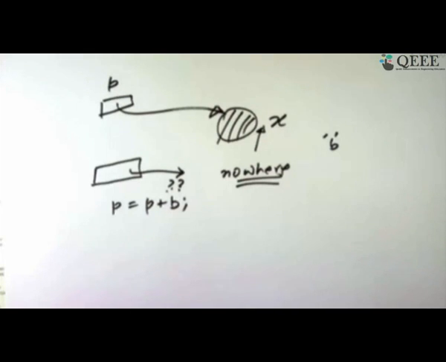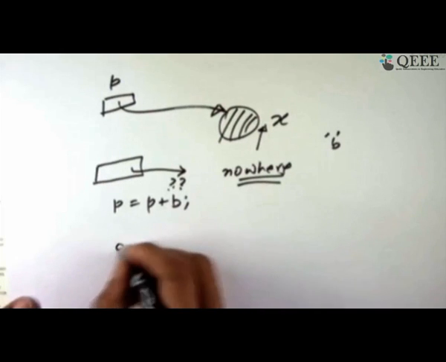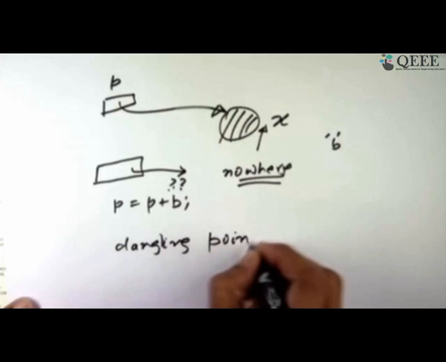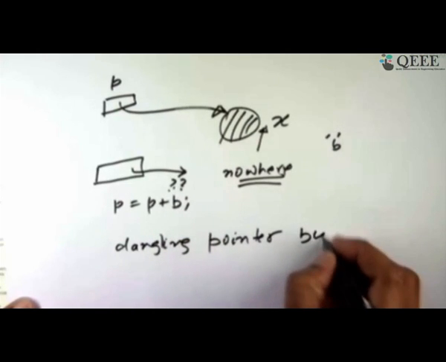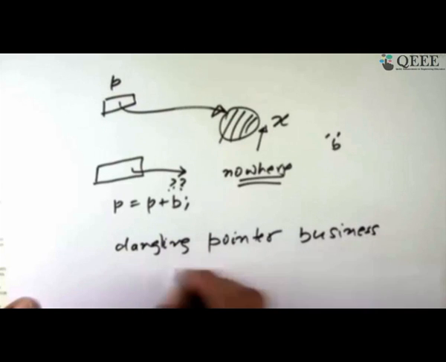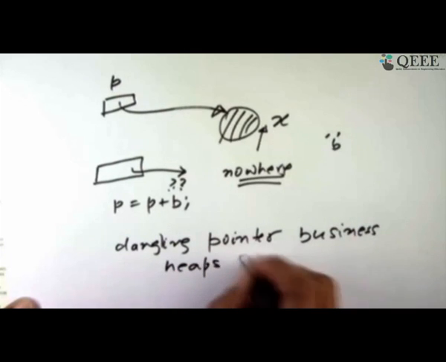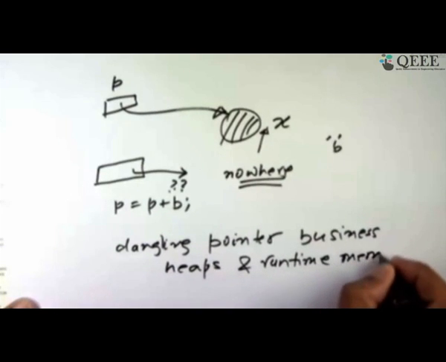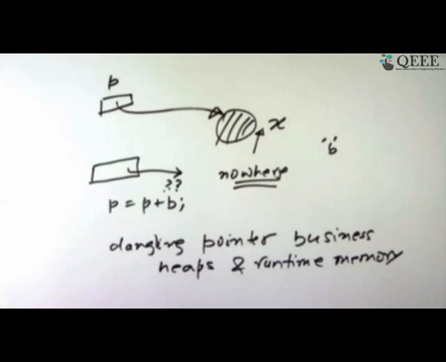Dangling pointers I'll come to later, so I will not confuse you. A dangling pointer could be a worse thing in some sense, which will come when I deal with linked lists. So let me defer this dangling pointer business. I have to do it when I do heaps and runtime memory, and I'll give you a proper and correct example. So I'm skipping huge and far pointers because they're not relevant. Dangling pointers I'll come to in the next lecture.